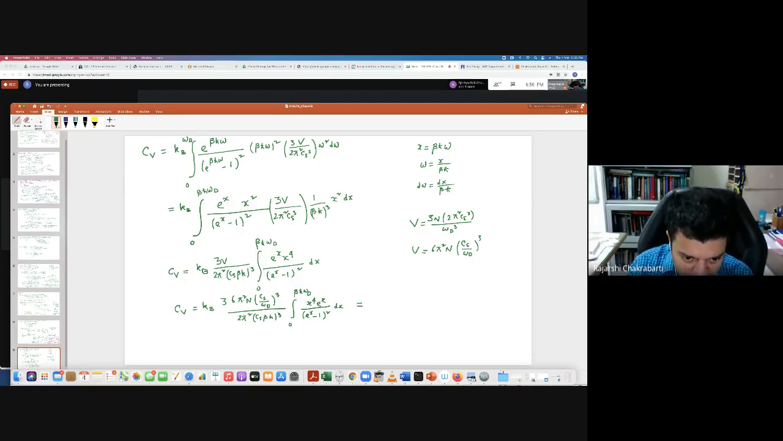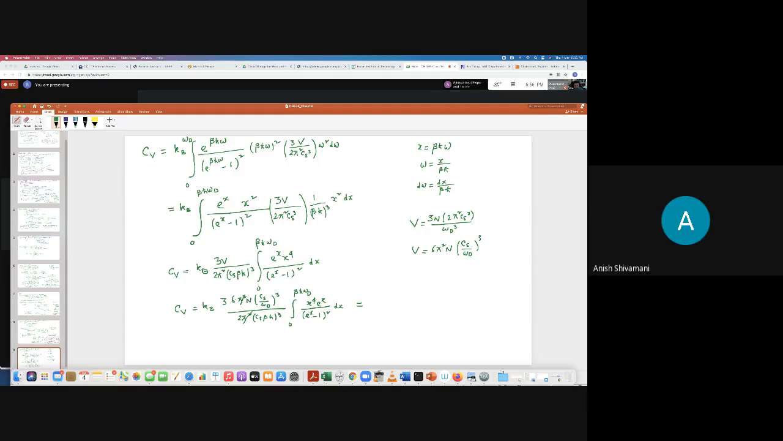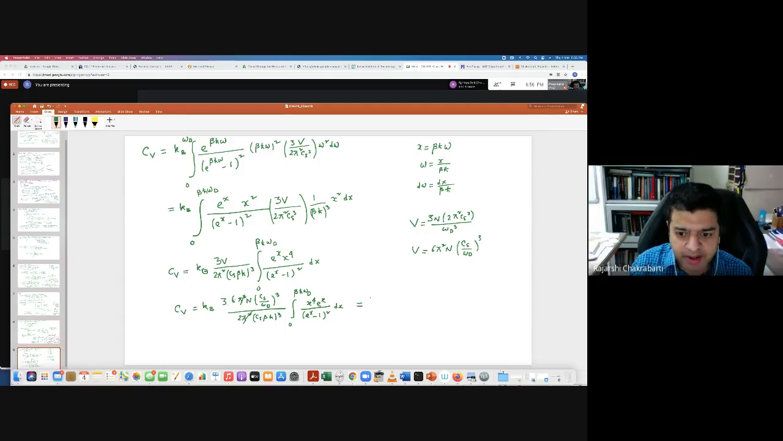Can I make it a little simpler? Pi square and pi square will cancel, no? Can I do that? Pi square will cancel, isn't it? So I get 3n kb, I can write like this. And then I'll have one more 3, because this will give me 3. Can you see that? And then you'll have 3 by beta h cross omega d, whole cube. The Cs cube will cancel, isn't it? Cs cube will cancel.